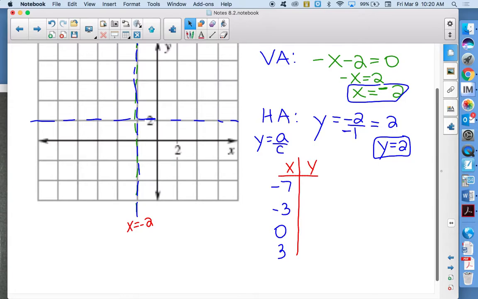Plug them into the equation. Most of these should be whole numbers.